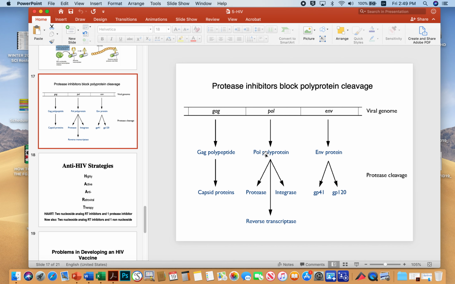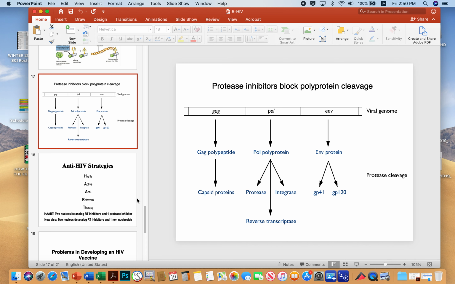Another approach that's been used successfully are protease inhibitors. As I already talked about, the virus needs proteases in order to cleave its polyproteins into these different forms. And if it can't do that, this polyprotein stays stuck together, and neither of these has any function. And so again, we can try to knock out HIV through the addition of protease inhibitors.